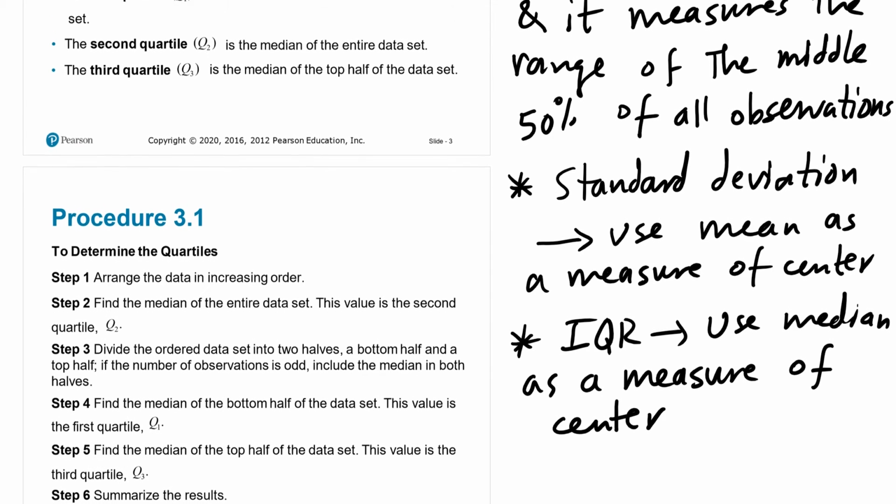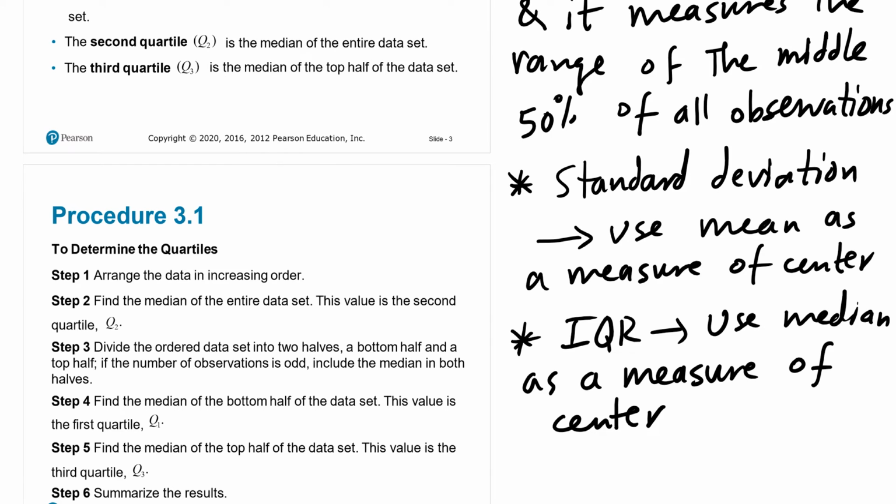Okay, so these two talk about variation, or the spread, and that's what each one is. We learned in the previous section how to find the standard deviation, and in this section we learned how to find the IQR.